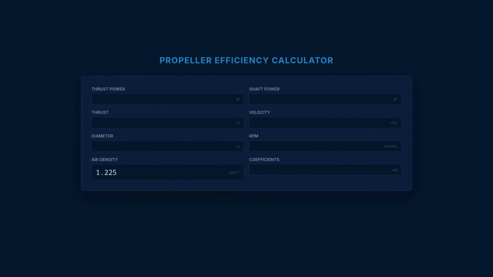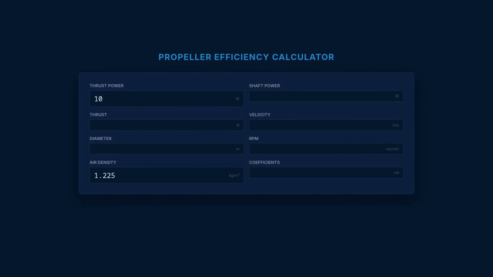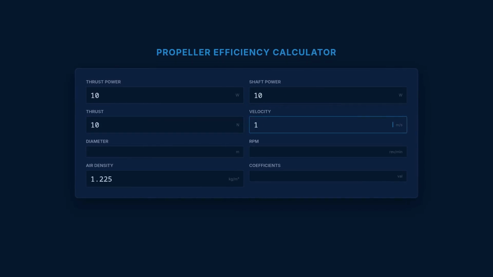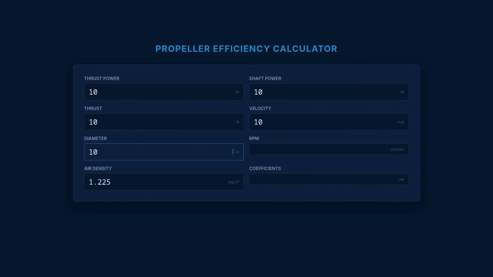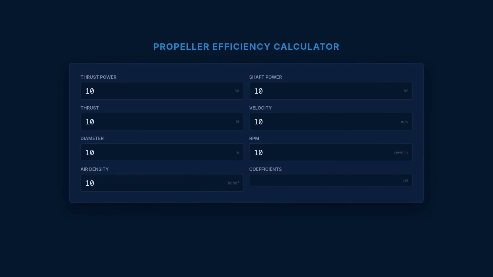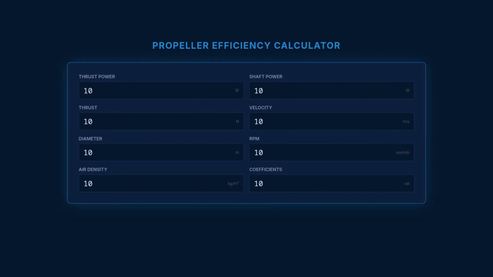For our example, I'll enter 10 for each field. 10 watts thrust power, 10 watts shaft power, 10 newtons thrust, 10 meters per second flight velocity, 10 meters propeller diameter, 10 RPM rotational speed, keeping air density at default, and 10 for the remaining coefficients.